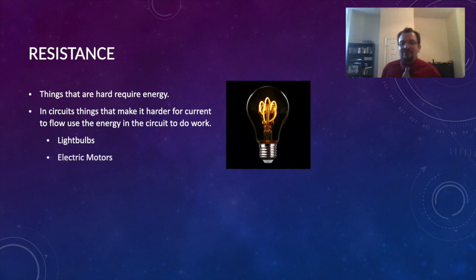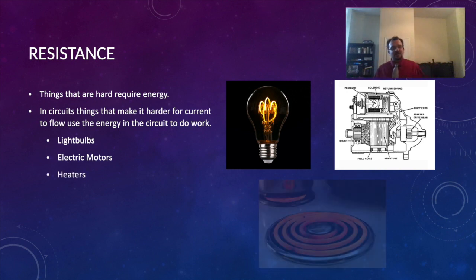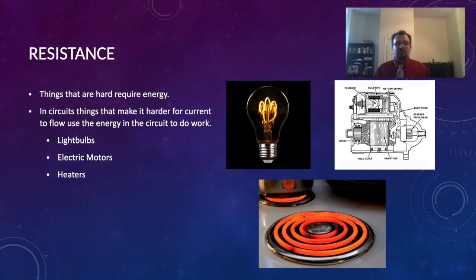All right, so we also have electric motors, and this is a diagram of a starter motor of a car, which is an electric motor. It uses that electric energy from the battery in order to spin the engine and then get your car started. Heaters, like these heating elements on top of a stove, are a resistor. They provide resistance to the flow of electricity. They do work. In this case, they heat up dinner.